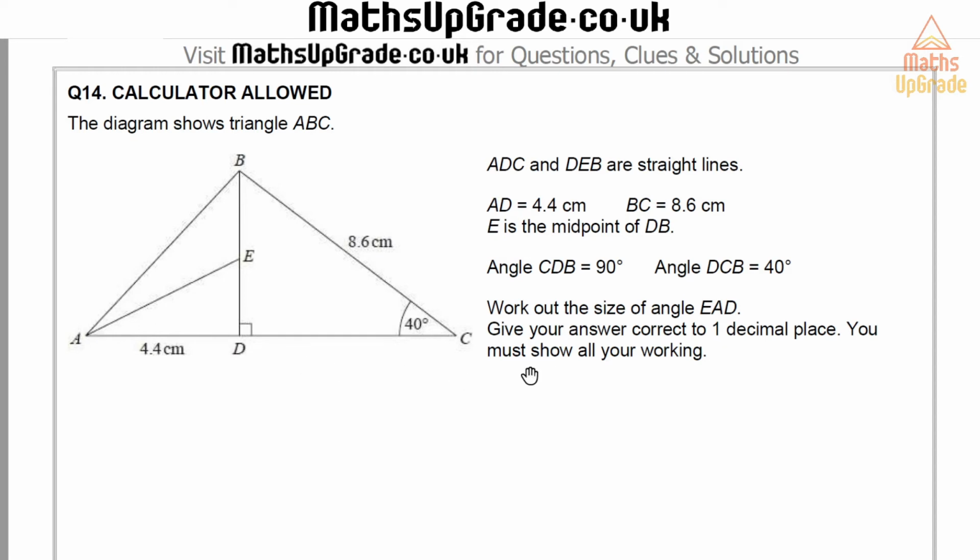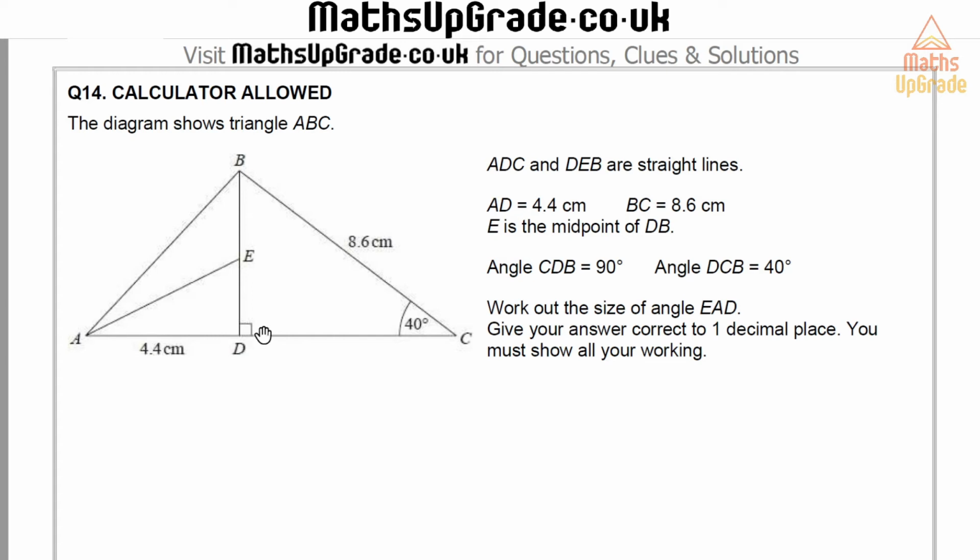I've got to give an answer to one decimal place, and the whole question is worth 4 marks. So in this question, what I'm going to do is first of all find the size of BD, so the length of this line here. I can find that by looking at this right angle triangle here. So I'm going to find BD.